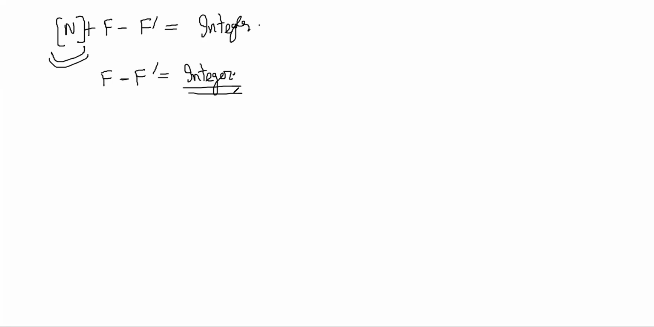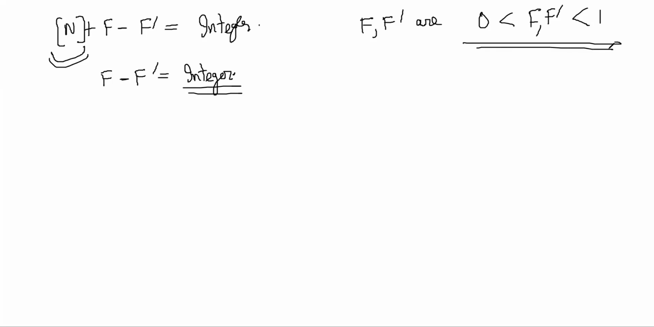f minus f dash is an integer where we know that both f and f dash are between 0 and 1. So what are the integers possible? It could be 0. Could it be 1? No, it can't be 1, otherwise f would become greater than 1. So it has to be 0, so f is equal to f dash.